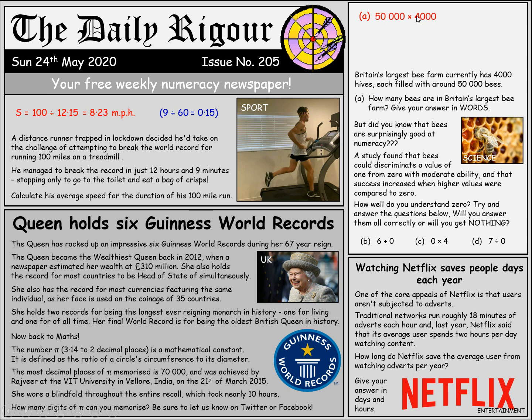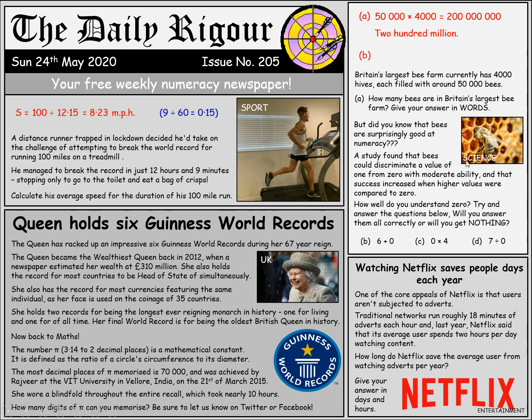So 5 times 4 is 20, and then another 7 zeros. So that will be 2 and 8 zeros in your answer. Now, to write in words, this is units, this is tens, this is hundreds, this is thousands, tens of thousands, hundreds of thousands. So this would be millions, tens of millions, then hundreds of millions. So we've got 200 million, and because all the rest of the digits are zero, that's the answer in words.